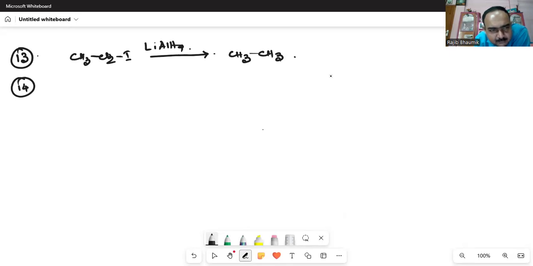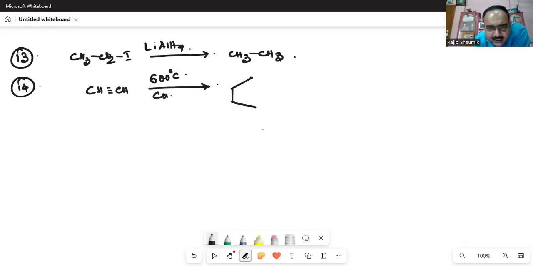Question number 14. Acetylene is treated with 773 Kelvin in copper tubes. Acetylene, that is ethyne, it is actually a polymerization reaction. NCERT में है. This is also in your NCERT. Copper tube at 600 degrees centigrade or iron tube at 600 degrees centigrade or 700 degrees centigrade. So the answer will be like that.